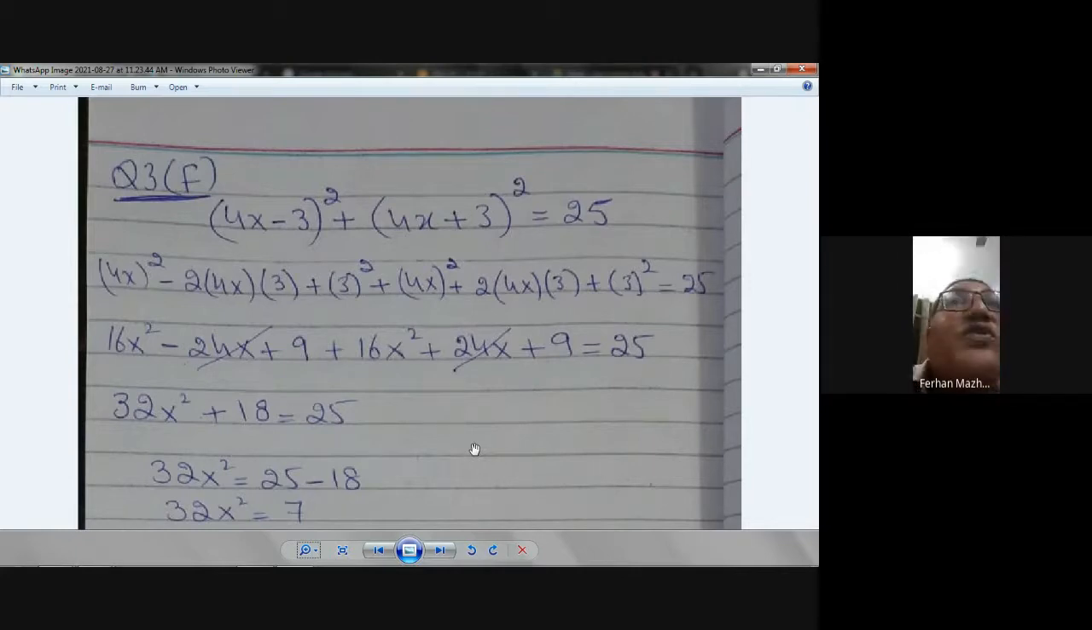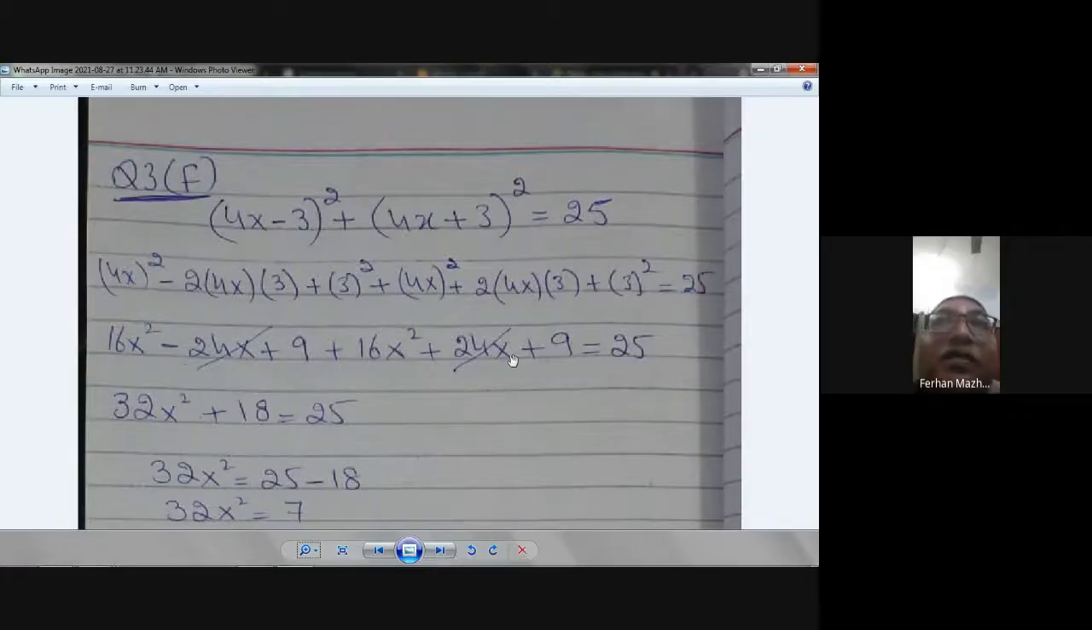So 4x whole square will be 16x square. When 2 multiplies with 4, it will become 8. 8 multiplied by 3 will be 24. So it will become minus 24x. And then you have 3 square, that will be 9. This 4x square will become 16x square. This will become plus 24x. And this is 9, equals 25.